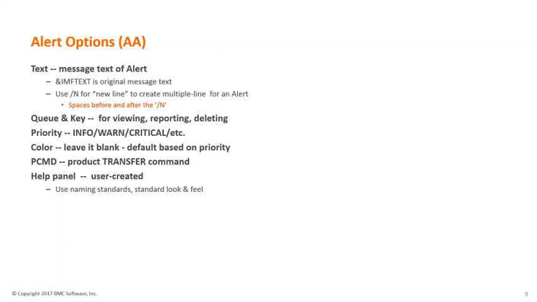Priority allows you to assign a priority or color coding to the alerts so you get the critical ones up at the top. P command allows you to create a product transfer to any of the other MainView solutions. And then you can create your own help panels, which are a good way of documenting your standard operating procedures behind the exceptions, so the operators will have immediate access to that information.